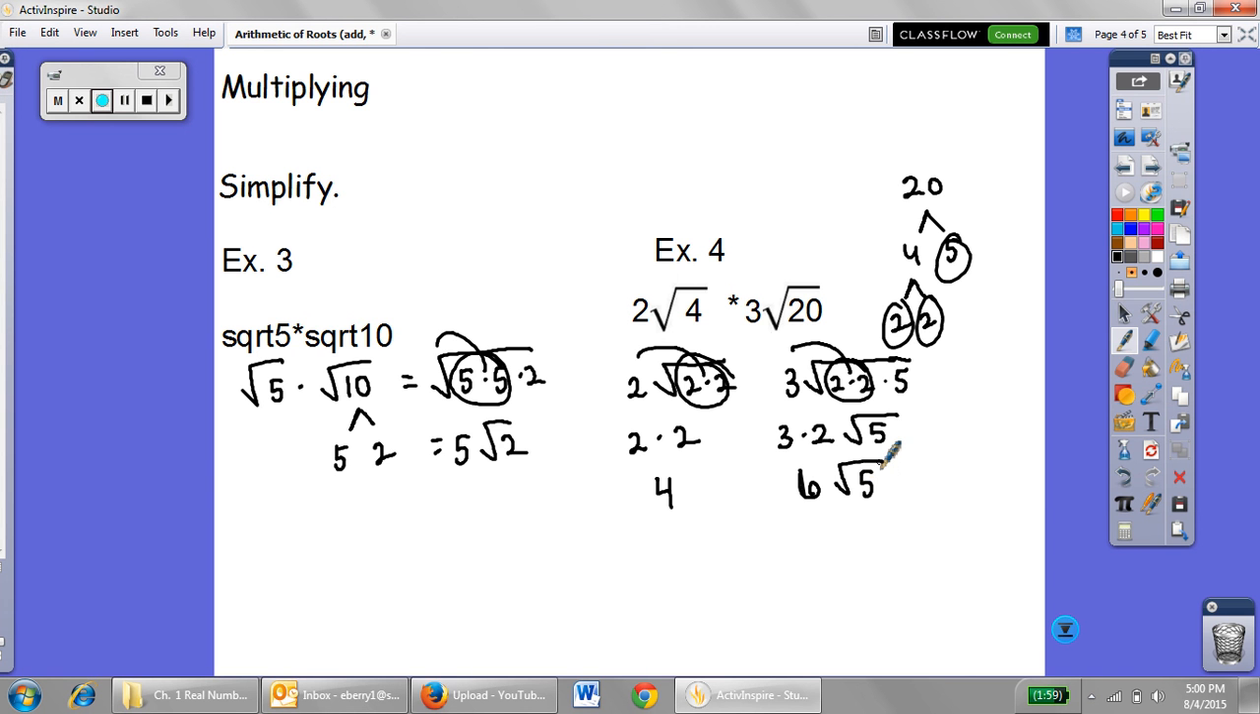Now don't forget we're multiplying. So let's bring down this multiplication symbol here too. Just multiply these numbers on the outside. 4 times 6, that's 24. And square root 5 just stays next to it. There's nothing to multiply the square root of 5 with. And this is our final answer.